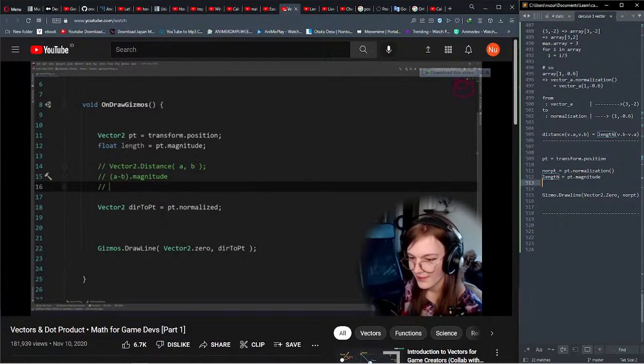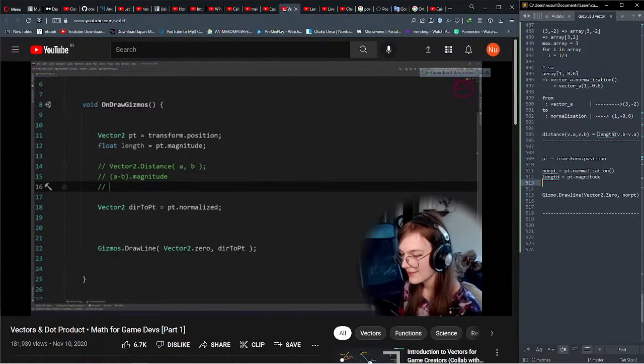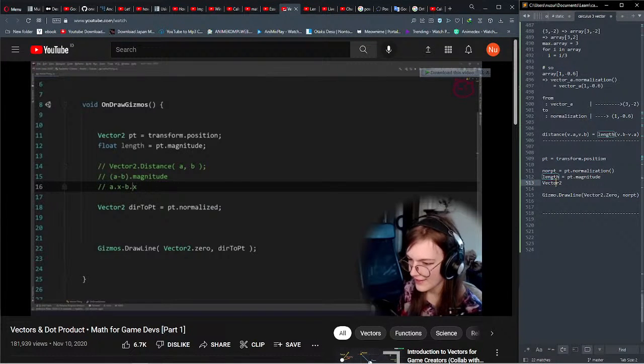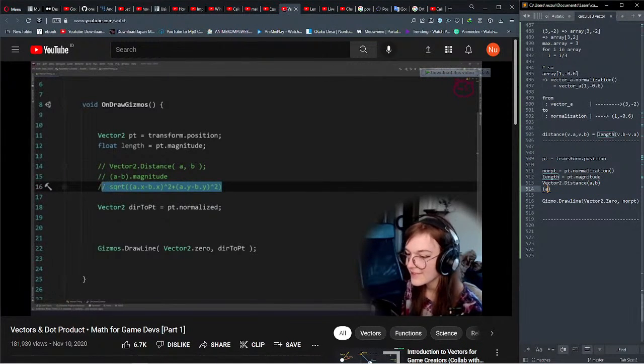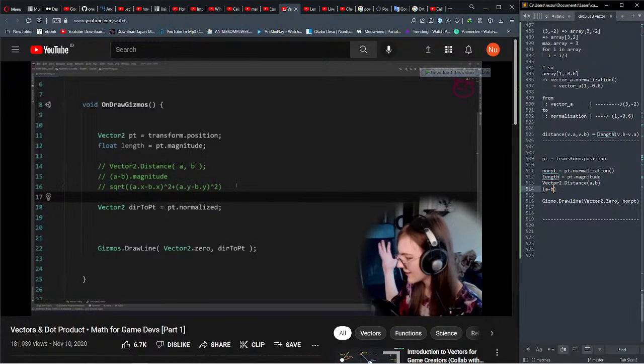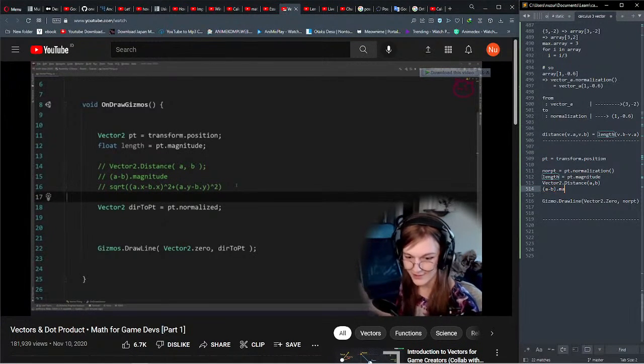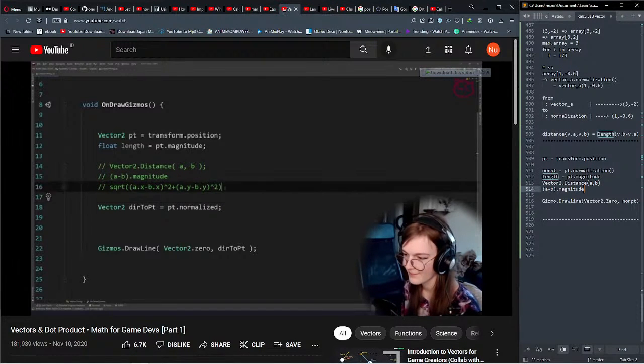All right, or you could do the manual way if you want to, like A minus B, like A dot X minus B dot X, and then you square that, and then you add the same thing but for the Y component, and then you do the square root of all of that. So this is the same thing. This is also a way you can get the magnitude or the distance between 2 points, right? Yeah, just different levels of abstraction, I guess.